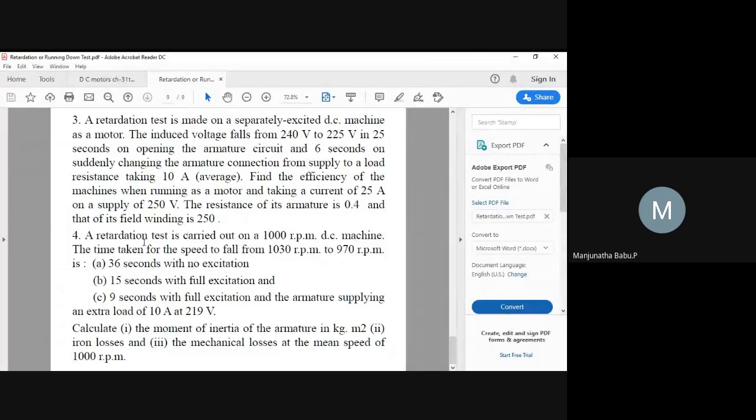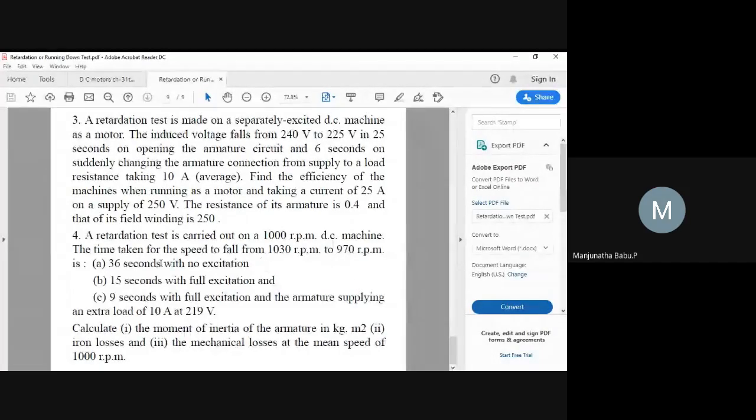So note down this data. A retardation test is carried out at 1000 RPM. So normal speed is 1000 RPM. The time taken for the speed to fall from 1030 RPM to 970 RPM.